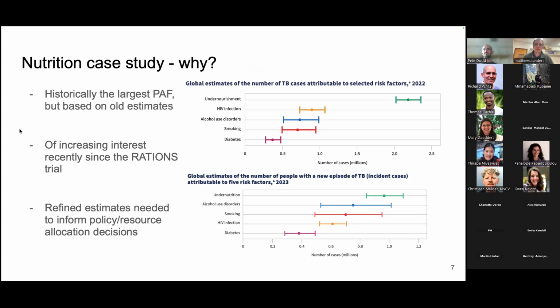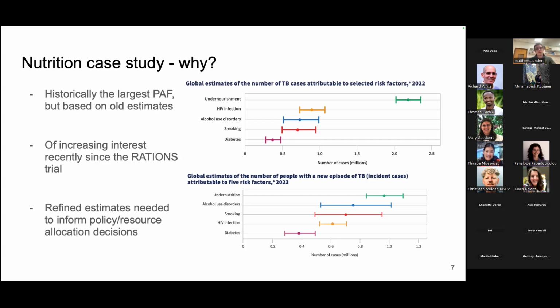So to illustrate some of these issues with PAFs, nutrition is quite a good example, and especially for TB, nutritional status is a useful example, and there are a few reasons for that. Obviously, one is that historically, undernutrition has had the largest PAF in all of the old TB reports, and people who are familiar with the technical details of those old calculations will know that the PAF was based on a 2009 systematic review showing this inverse relationship between BMI and TB.